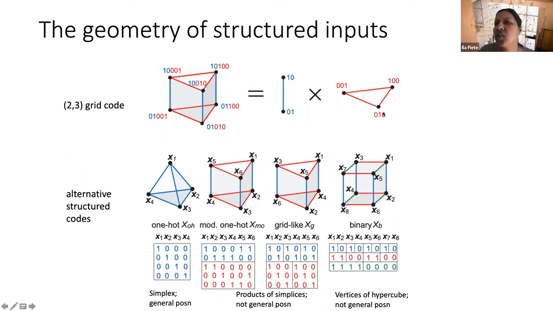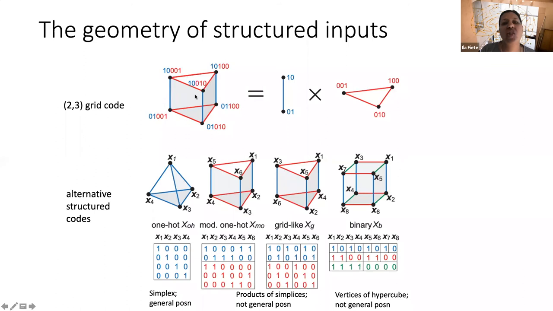And so the total geometry of the set of all the grid cell inputs is actually a cross product. It's a product of both of these elementary objects, a line and a triangle, and that gives us a triangular prism. So the set of all of the states in the 2, 3 module inputs is a regular prism. Basically each of these individual modules defines a simplex, and the combined states across modules are a product of simplices. Okay, so that's the geometry of the grid inputs. And now, given the geometry, we can go ahead and do our counting.